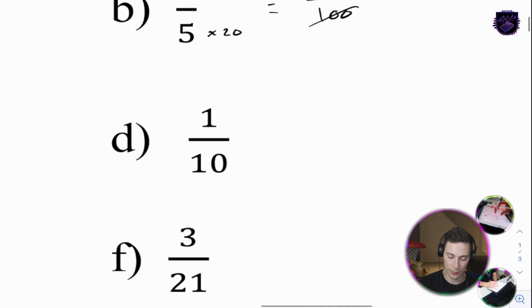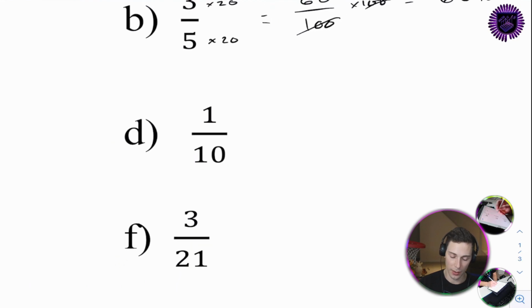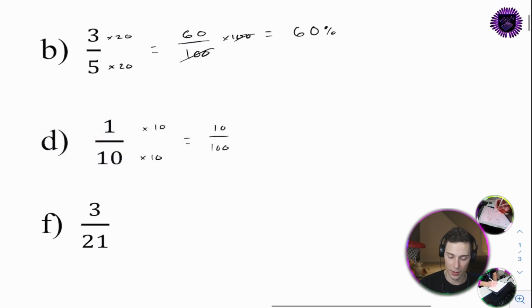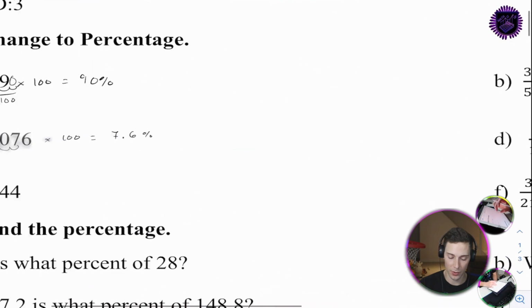1/10. We can think of this one as times 10 times 10. This is creating, again, an equivalent fraction of 10 over 100, which is exactly what percent is. That's going to be equal to 10%. 10 over 100 is 10%.